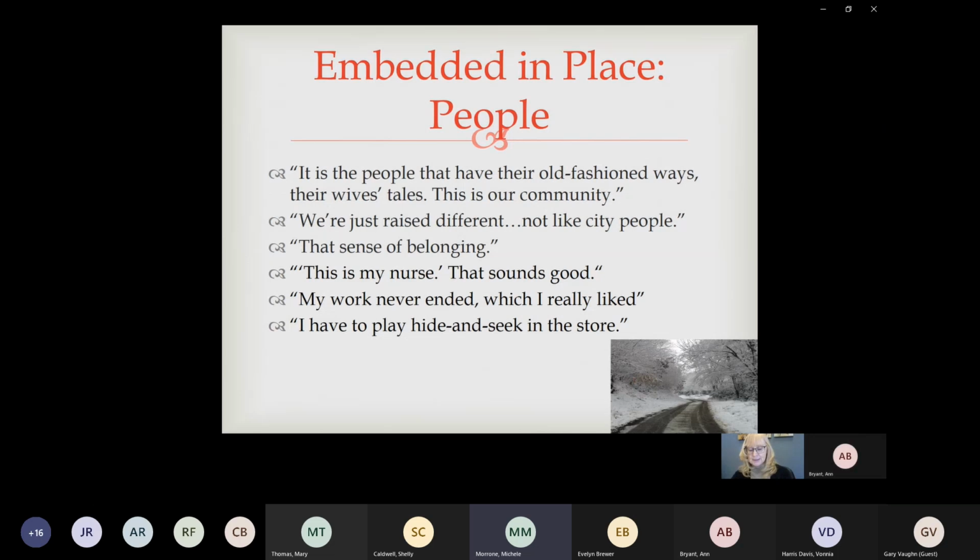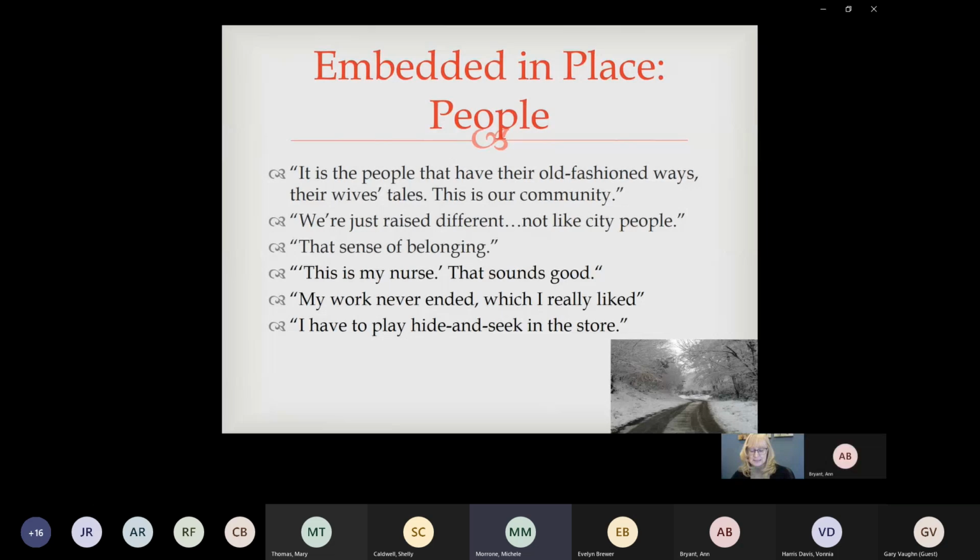They acknowledged understanding the never-ending role expectations. "My work never ended. I really liked that. People knew I was a nurse when I went somewhere." And most times they coped in non-confrontational, socially acceptable ways.